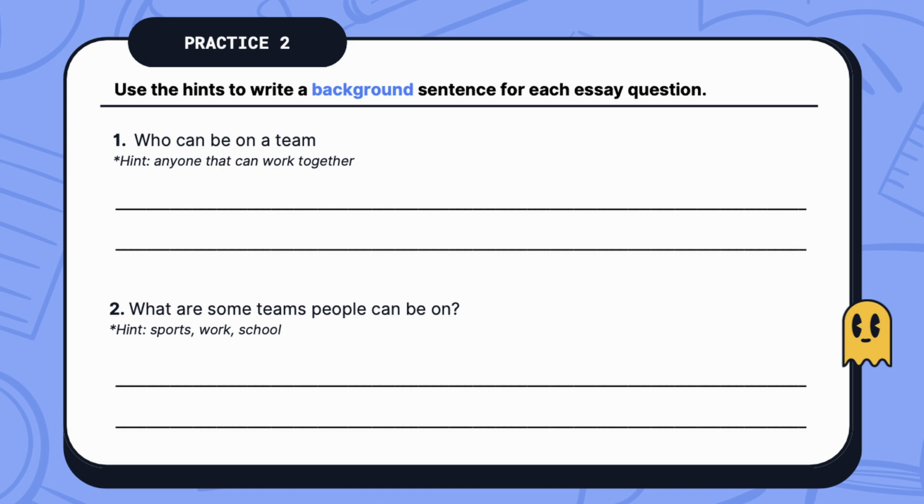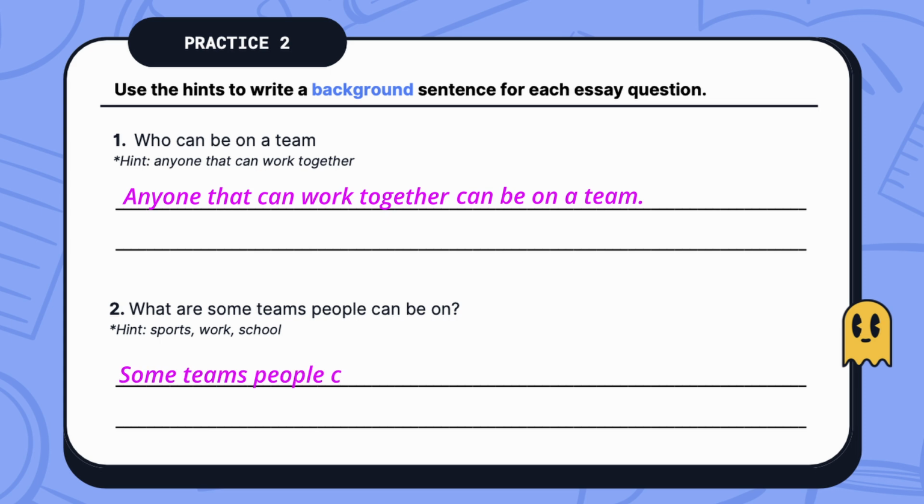Question number 1. Who can be on a team? Your hint is anyone that can work together. What is your sentence? It should be something similar to this. Anyone that can work together can be on a team. Question number 2. What are some teams people can be on? Your hint is sports, work, and school. Your sentence should be similar to this. Some teams people can be on are sports, school, and work teams.